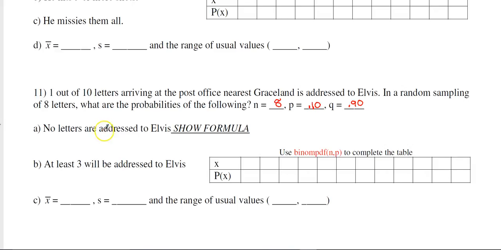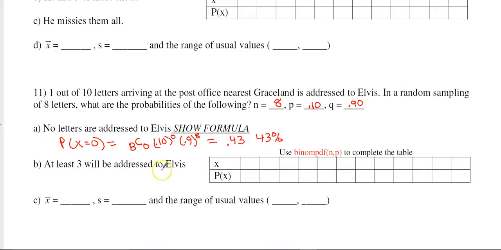So no letters addressed to Elvis would be the probability of x equals 0, which is 8 choose 0, times 0.10, the success, to the 0, times 0.9, the failures, to the n minus 0, which is 8. And we find that that gives us 0.43, which is 43%.